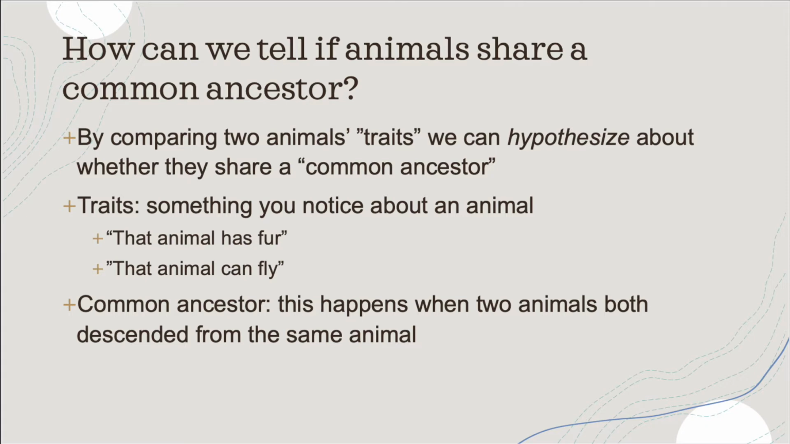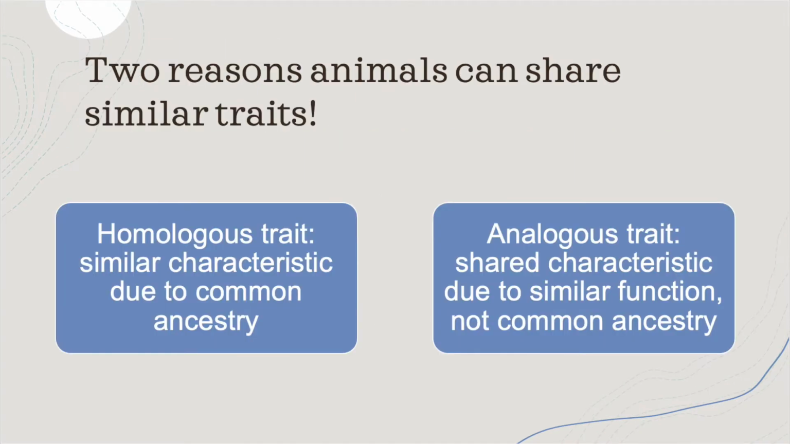Common ancestor just means that two animals both descended from the same animal, or they're both related to the same animal. There are two reasons animals might share similar traits. One reason is a homologous trait. This is a similar characteristic due to common ancestry. So this is what we just talked about. This is when two animals share a trait because they have a similar relative in the past.